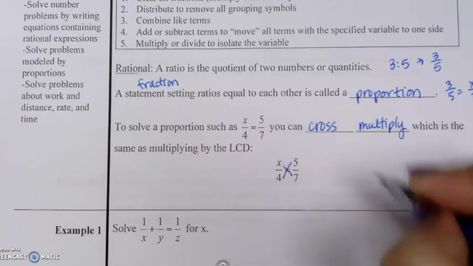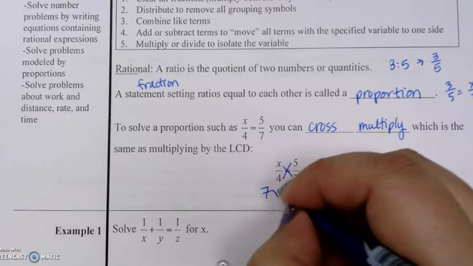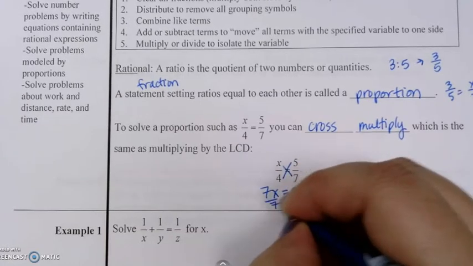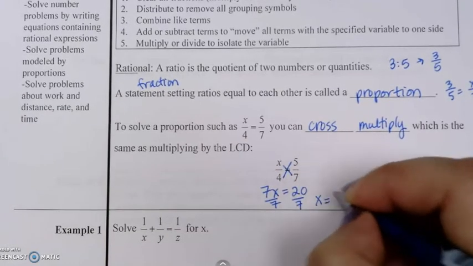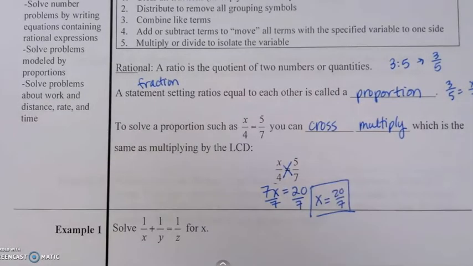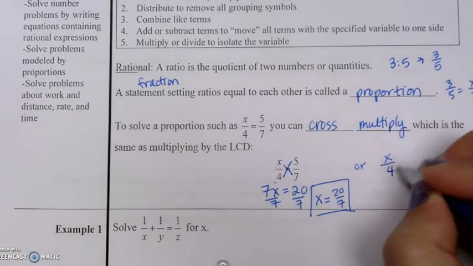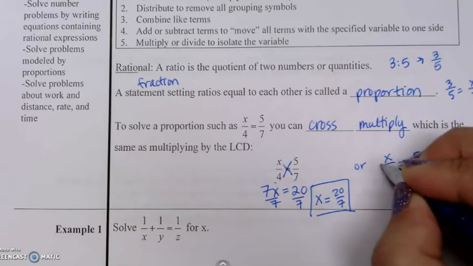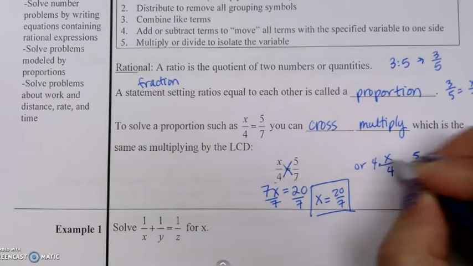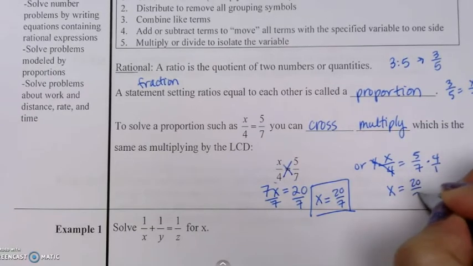If I cross multiply, which is multiplying across an equal sign, I get 7x equals 20, then divide by 7, x equals 20 over 7. Because my denominators are numbers, I'm okay with that. The answer is not extraneous. Or x over 4 equals 5 over 7. I can also multiply just both sides by 4. X equals 5 times 4 is 20 over 7.